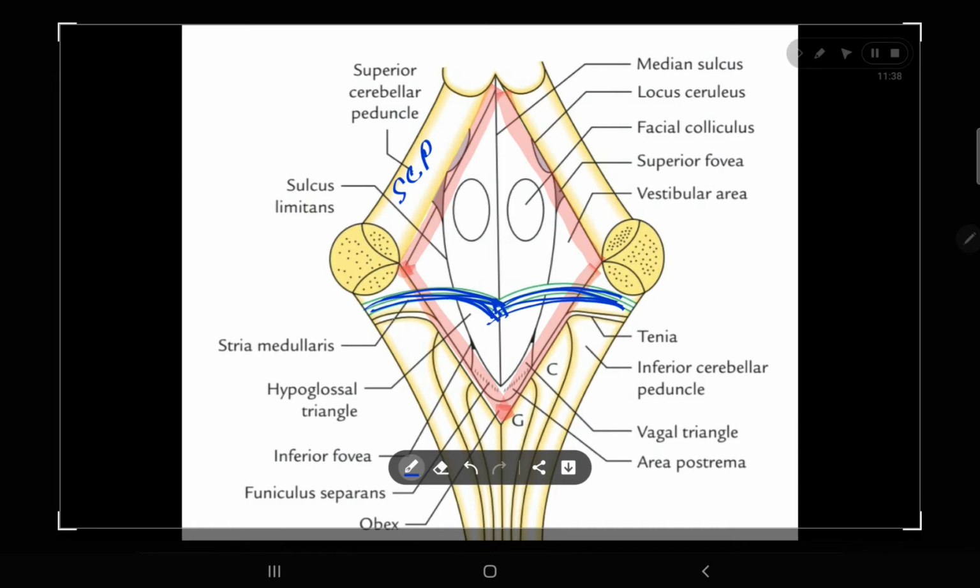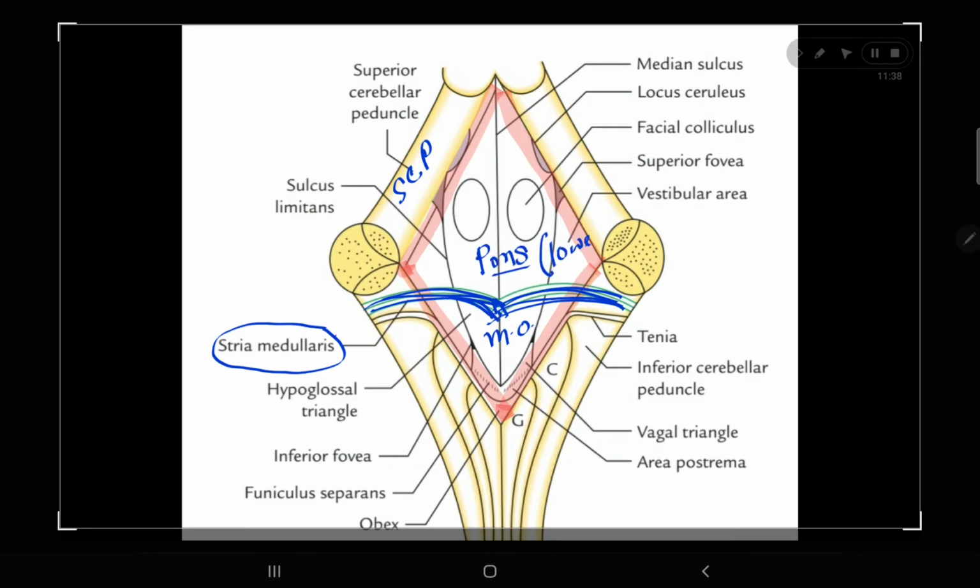Okay. So this is your stria medullaris. You can see here, this is your stria medullaris pointed towards medulla, and lower. This is your medulla oblongata. This lower part is medulla oblongata, below the stria, and above the stria it is your pons. Which pons? Lower pons, not upper pons. This is your lower pons.